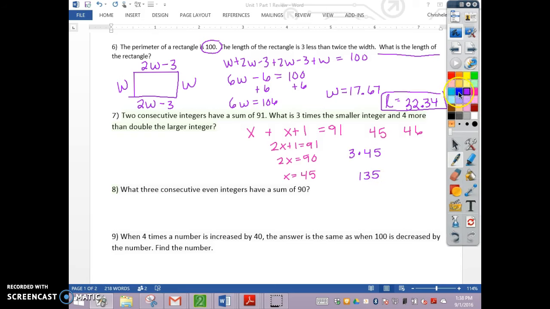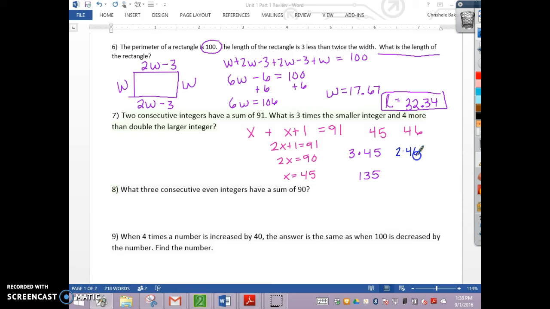And then I need to do 4 more than double the larger. So I'm going to double the larger and then 4 more. So 2 times 46 is 92 plus 4 gives me 96. So there's my 2 answers.